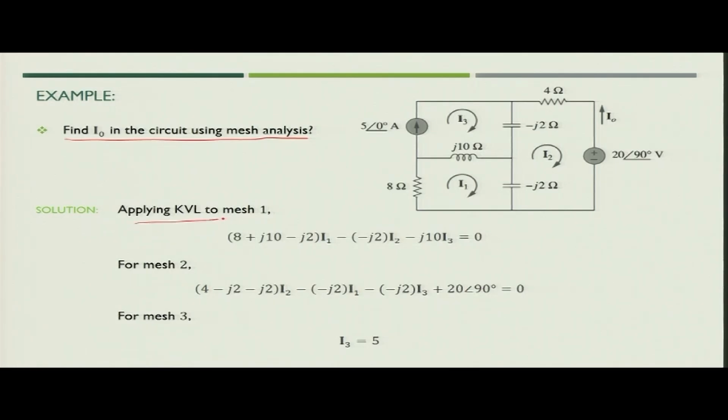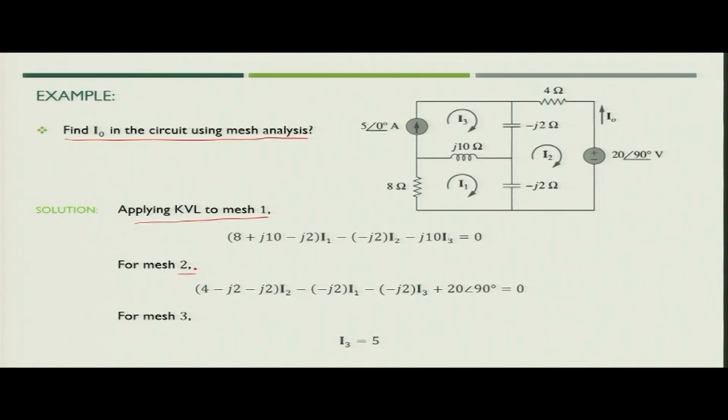Now, what we have to do is apply KVL. If you apply KVL to mesh 1, what can we write? We can write (8 plus j10 minus j2) multiplied by current I1, minus of minus j2, because I2 is in the opposite direction of I1. So, this will become minus of minus j2 I2. Similarly, I3 is also opposite to I1, so this will become minus j10 I3 equal to 0. So, from mesh 1 we get this equation.